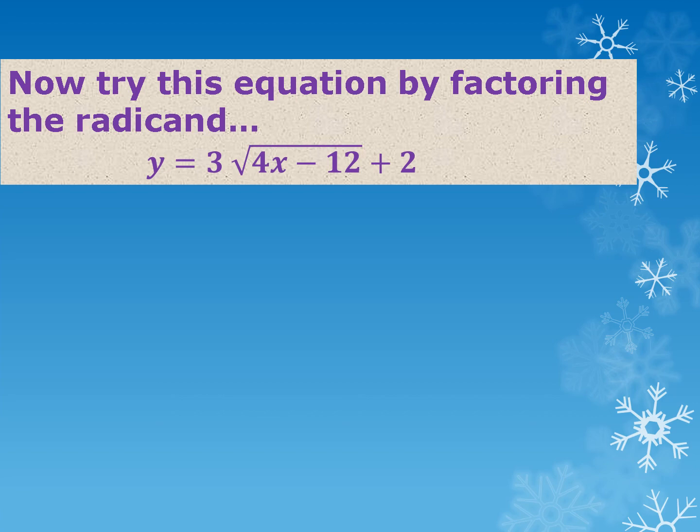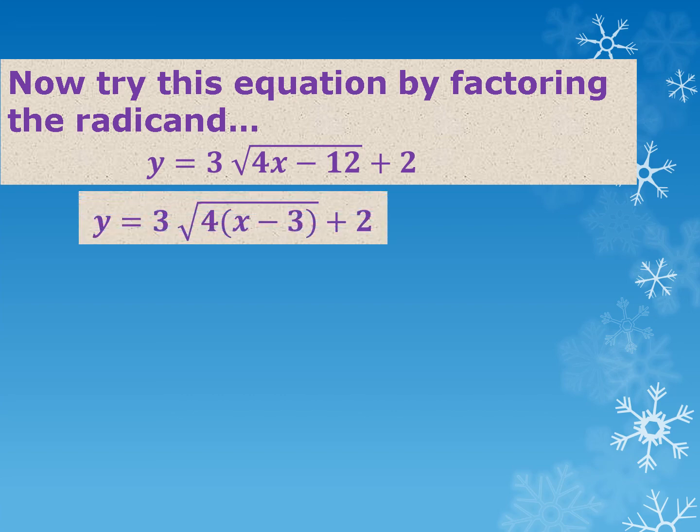Okay, so this has got a b value of 4. So let's look. If I factor out that b value, that gives me y equals 3 times the square root of 4 times x minus 3, plus 2. Now, what do you notice about this b value in relationship to the square root? The b value in relationship to the square root. It's a perfect square.